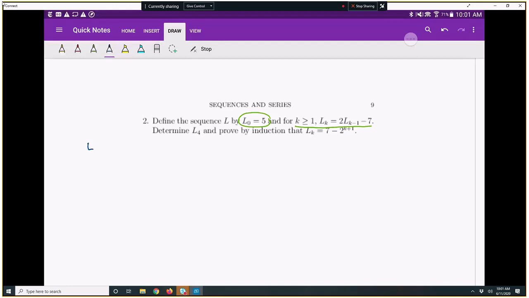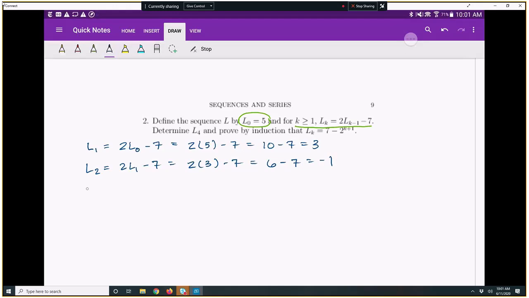I'm going to work up iteratively. So I'm going to say I know L sub 0. So let me find L sub 1. That should be 2 times L sub 0 minus 7, according to my recursive definition, which is 2 times 5 minus 7, which is 10 minus 7, which is 3. Then L sub 2 is 2 times L sub 1 minus 7, which is 2 times 3 minus 7, which is 6 minus 7, that's negative 1.